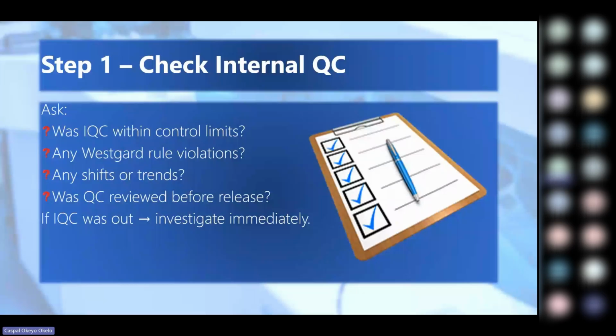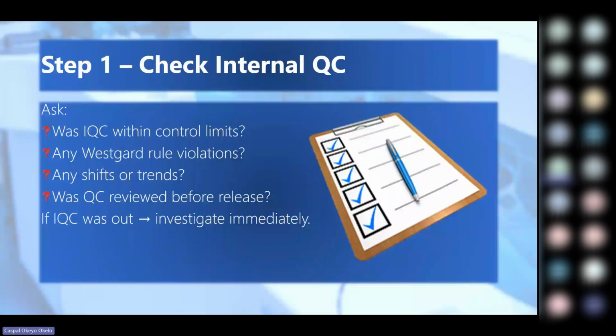On the day the EQA sample was run, was your QC within acceptable limits? Were there any Westgard rule violations? Was there any shift in your QC? Was there a trend? Did anyone notice a gradual shift, a gradual drift in the lead up to the day? Sometimes QC is technically within range, but clearly trending upwards or downwards, and that trend might explain EQA bias.